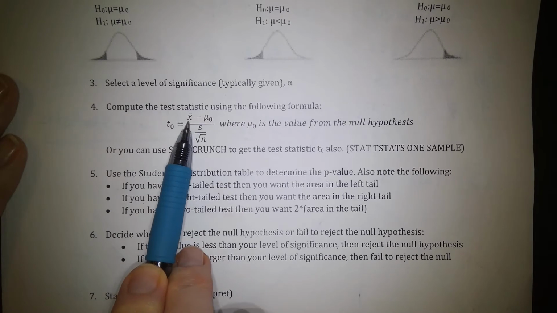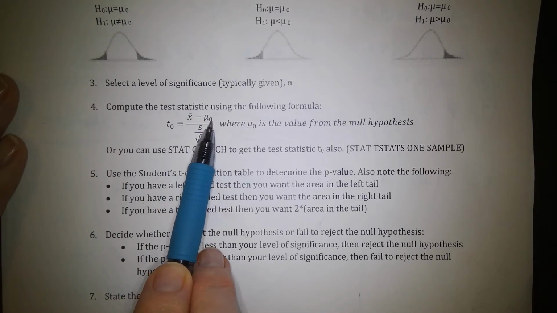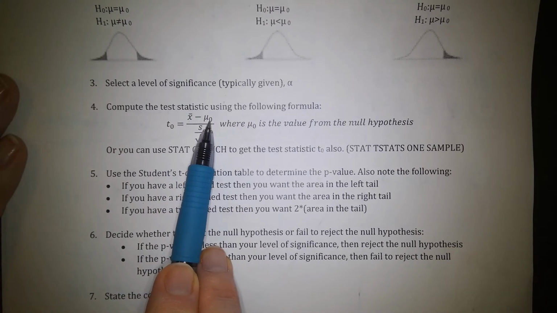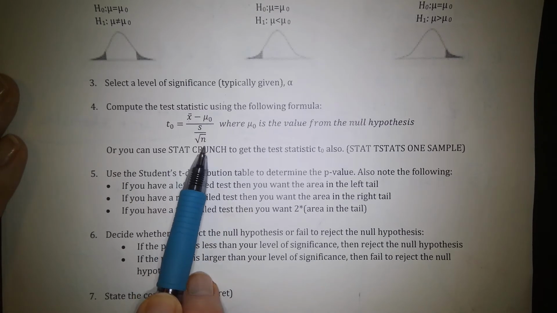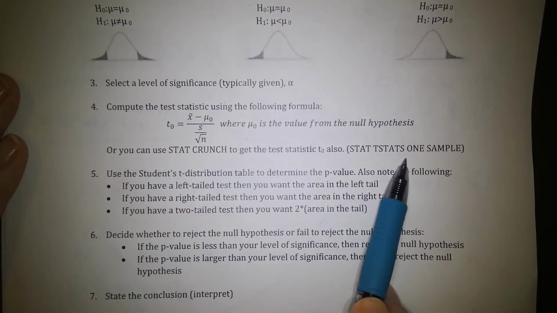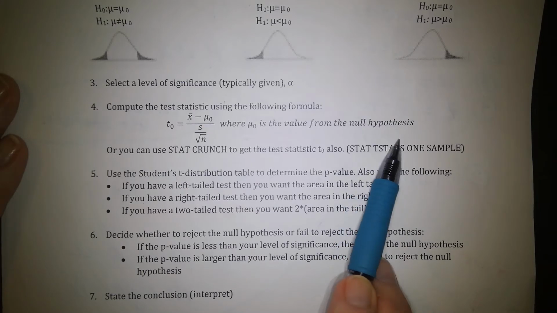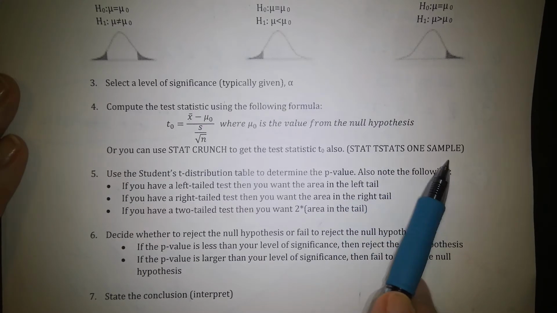We take our sample mean, subtract our population mean from our original claim in the null hypothesis, divided by your sample standard deviation, divided by the square root of the number in your sample. Obviously, we can use StatCrunch also to do this, using stat, t-stats, one sample, which we will do at the end of the next example.